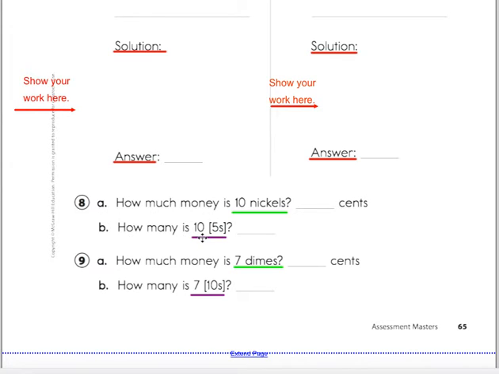How many is 10 fives? Count by fives. 10 times. Put your answer here. How much money is 7 dimes? Count 7 dimes. Put your answer here. How many is 7 tens? Count by tens 7 times and put your answer here.